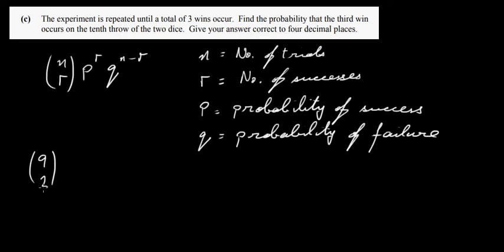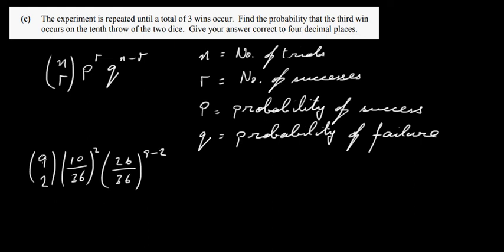The probability of success, as we saw earlier, was 10 out of 36. And then we raise that to the power of r, which is 2. And then we have q here, which is 26 out of 36. And we do that to the power of n minus r, so that's 9 minus 2. So this here is the probability of 2 successes, 2 wins, if you like, out of 9.